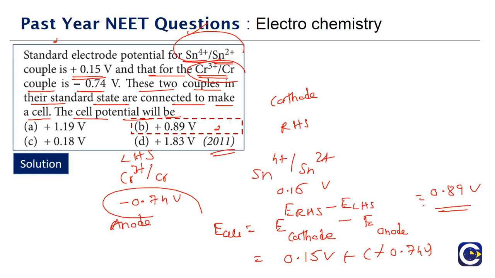It's a very, very preliminary question where we are just using the formula for the cell potential: cathode reduction potential minus anode reduction potential.